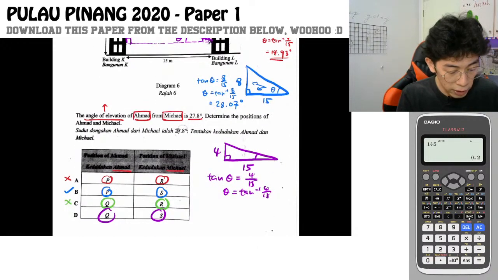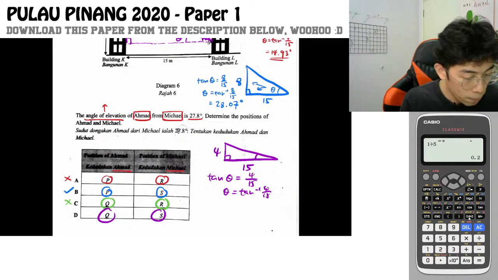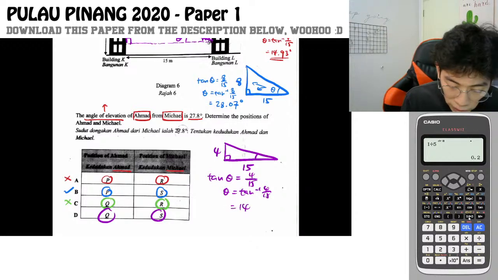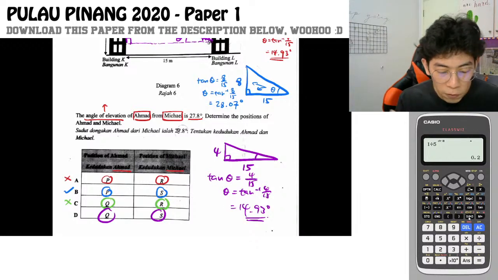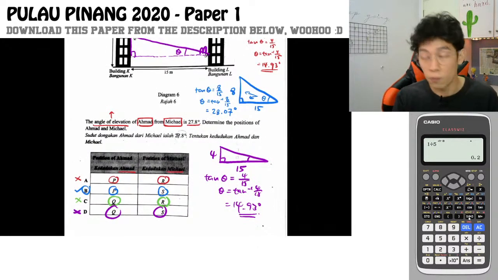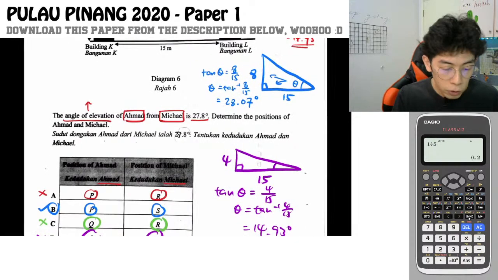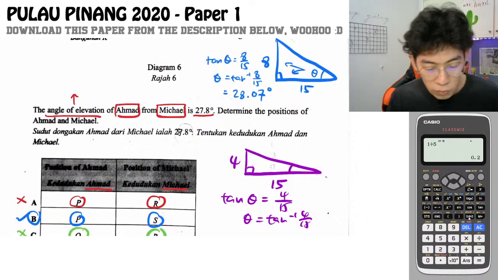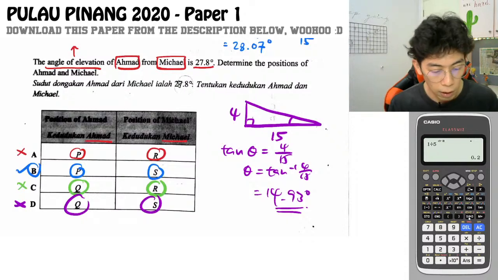It's a funny answer. 4/15. The answer is 14.93 degrees. So you see, it's very far from there. So the answer, that's why I say it's B. After you test it out, this one is quite obviously B already. So don't spend too much time on this. You know that's the very near answer, then you just go for it.